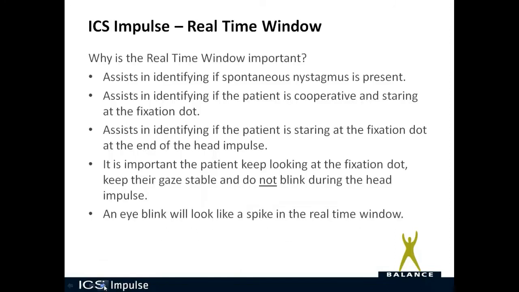Why is the real-time window important? It assists in identifying if spontaneous nystagmus is present, and assists in identifying if the patient is cooperative and staring at the fixation dot. If the patient's looking around everywhere, you'll see the green line will not be smooth. It'll be moving up and down. It also assists in identifying if the patient is staring at the fixation dot at the end of the head impulse. Again, are they maintaining fixation on that fixation dot, or are they looking around?